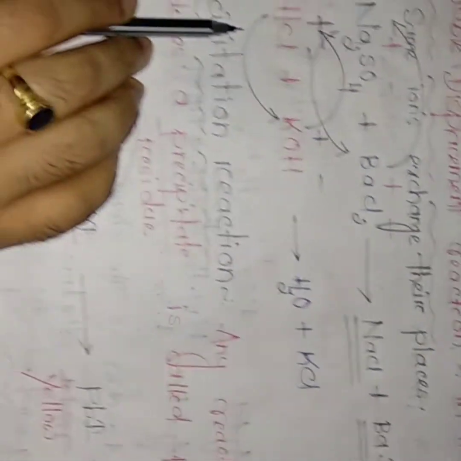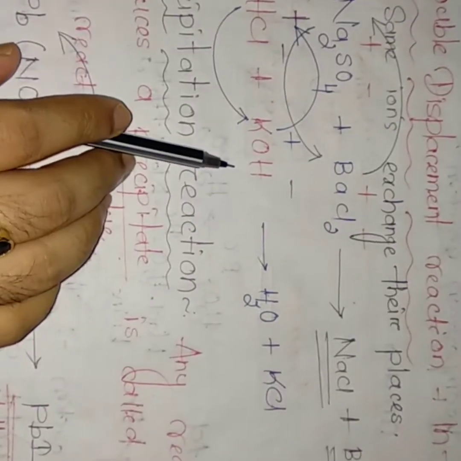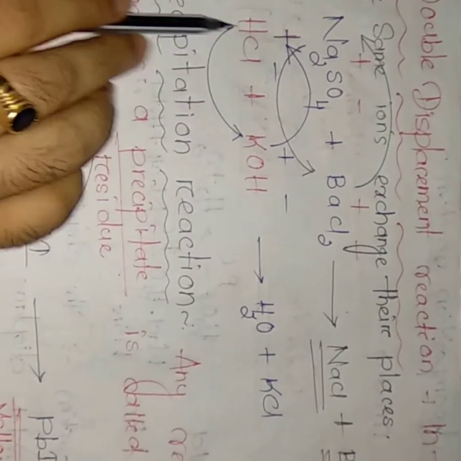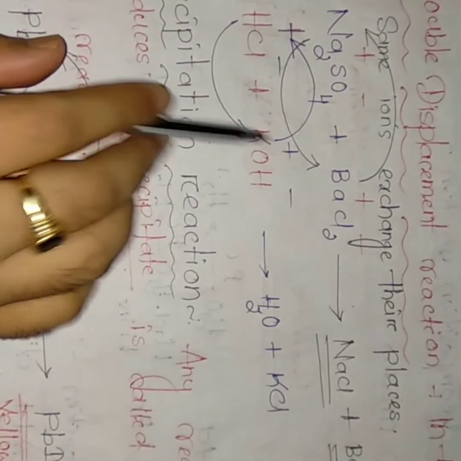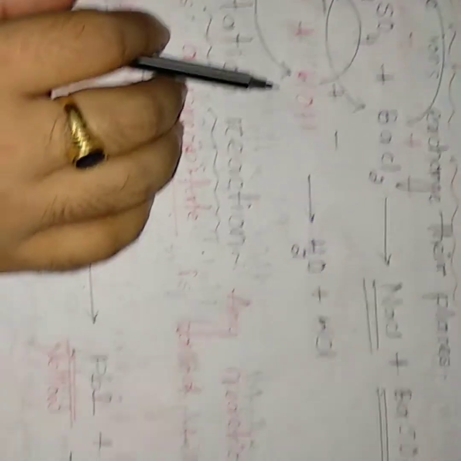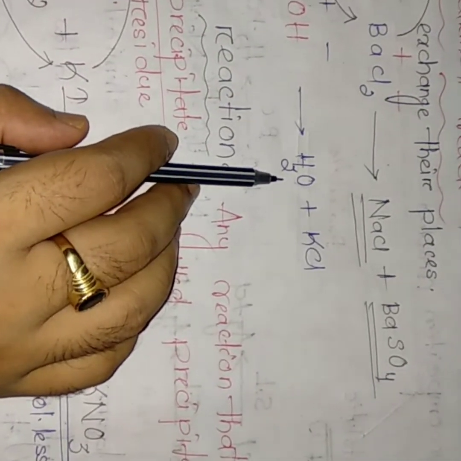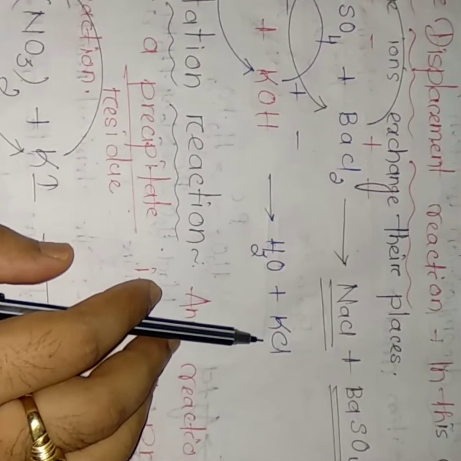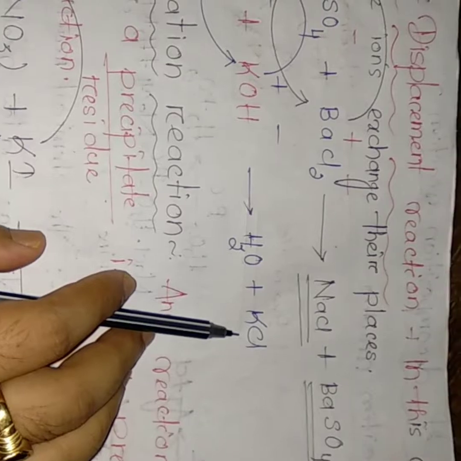So here is another example: hydrochloric acid combines with potassium hydroxide. Here hydrogen is a positive ion, potassium is a positive ion. So both the positive ions have exchanged their places and on the product side you will have water with potassium chloride. This is double displacement reaction. Done.